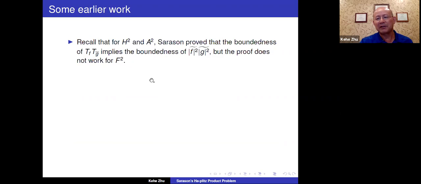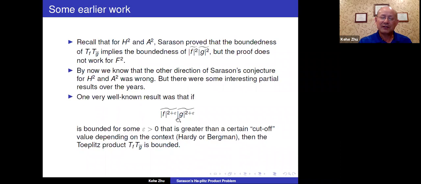But there are some very interesting partial results I want to mention, some positive results in connection with the original conjecture. So initially, Sarason's conjecture was that you look at the product of these two functions with an exponent two. One particular partial result I want to mention is that if instead of using two, you use two plus epsilon in the exponent before you take the Berezin transform. It is known that in the case of the Hardy space and the Bergman space, if epsilon is not too small, there's a certain cutoff number, a positive number, so that if epsilon is bigger than that number, and if this function is bounded, then it turns out the Toeplitz product, T_f T_g bar, is going to be bounded.